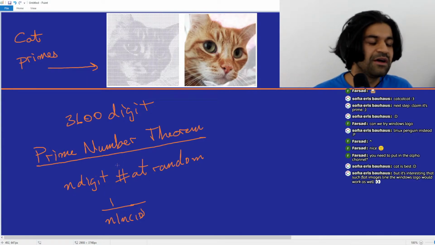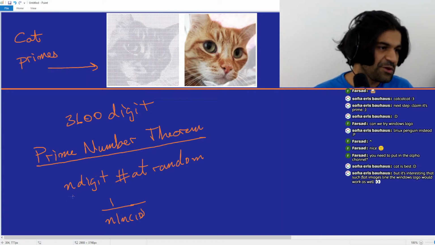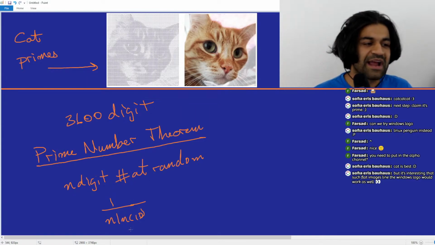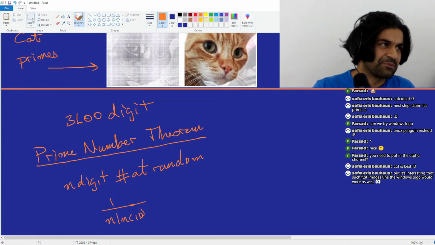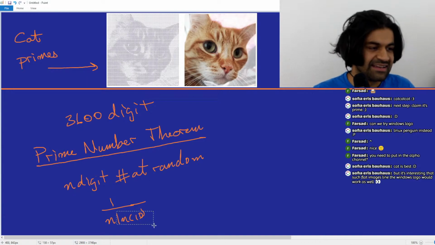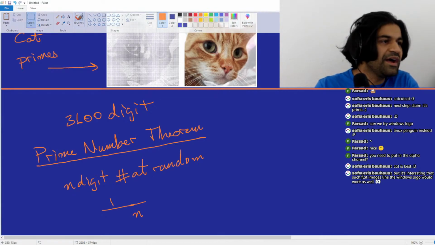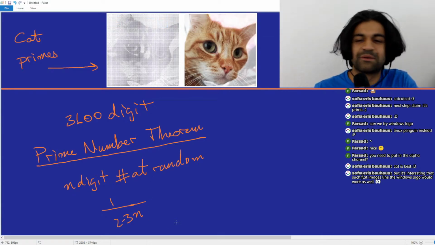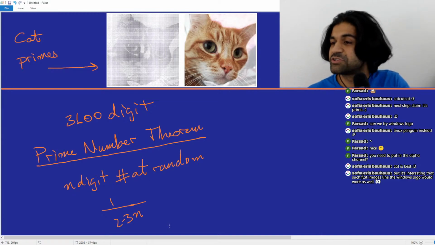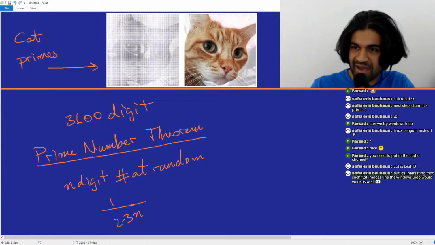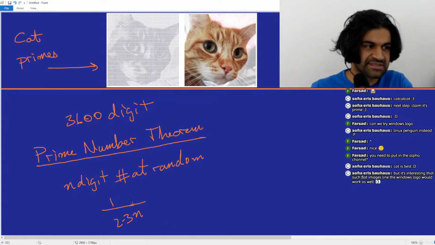So if you pick an n-digit number at random, there's a 1 over n natural log of 10 chance of it being prime. By the way, the natural log of 10 is 2.3. So it turns out there's a 1 out of 2.3 times the number of digits chance that a randomly chosen number will actually be a prime, interestingly enough. All right, that's interesting.